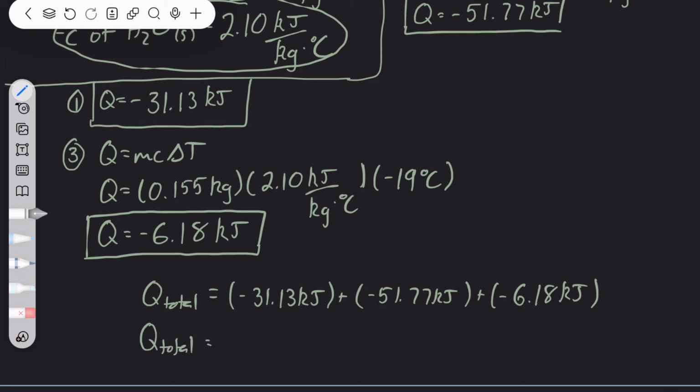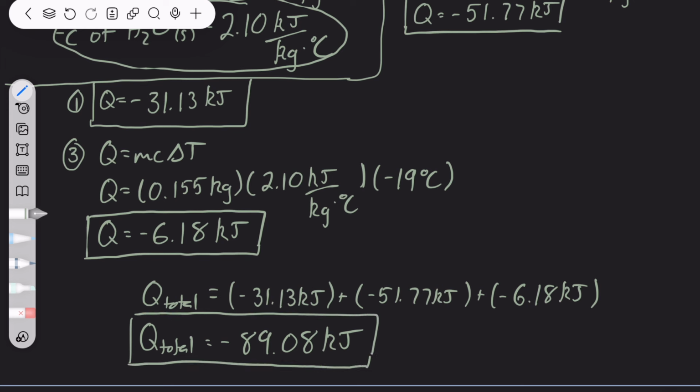So we have negative 31.13 plus negative 51.77 plus negative 6.18 kilojoules. We get a total of negative 89.08 kilojoules of heat. So that means 89.08 kilojoules of heat had to be lost in order for the water to go from 48 degrees Celsius all the way down to negative 19 degrees Celsius as ice.